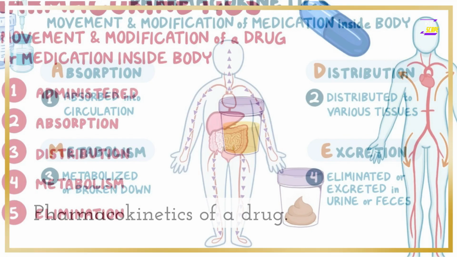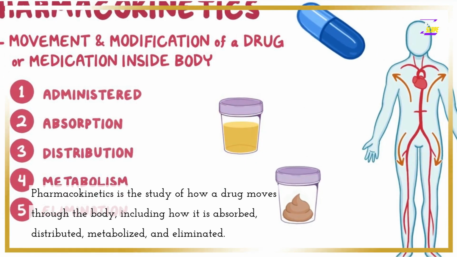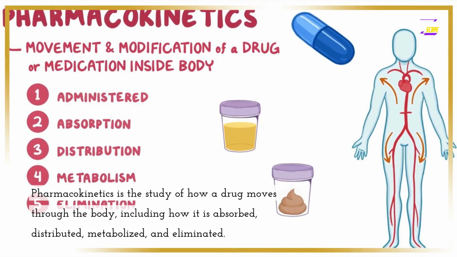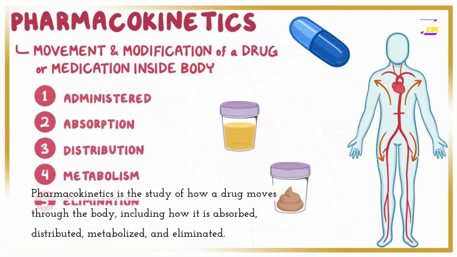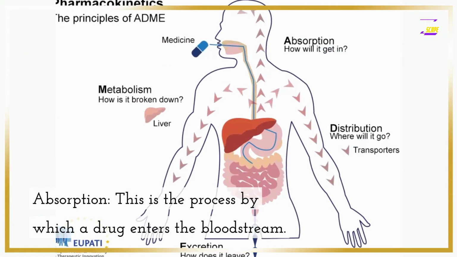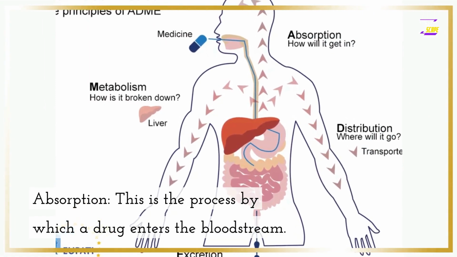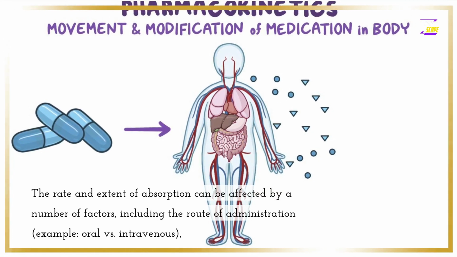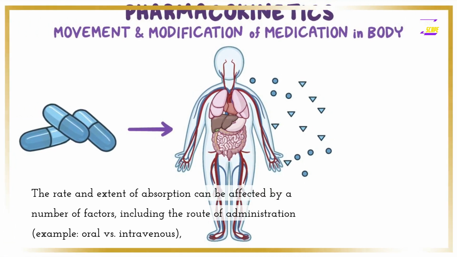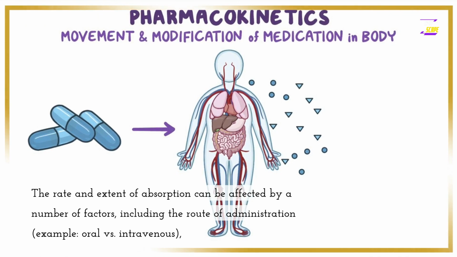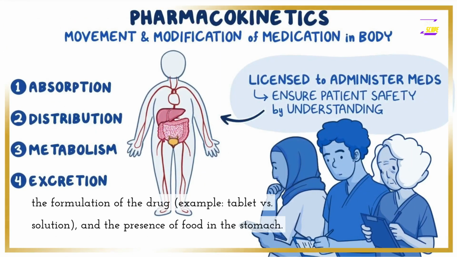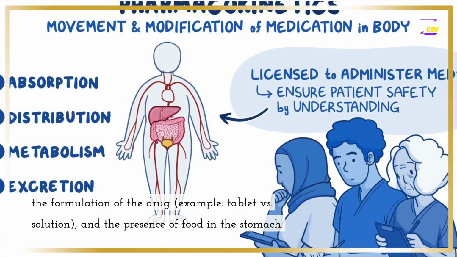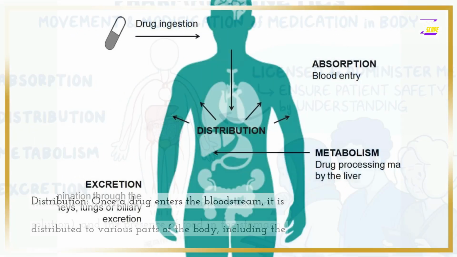Pharmacokinetics of a drug. Pharmacokinetics is the study of how a drug moves through the body, including how it is absorbed, distributed, metabolized, and eliminated. Absorption. This is the process by which a drug enters the bloodstream. The rate and extent of absorption can be affected by a number of factors, including the route of administration, for example, oral versus intravenous. The formulation of the drug, for example, tablet versus solution, and the presence of food in the stomach.